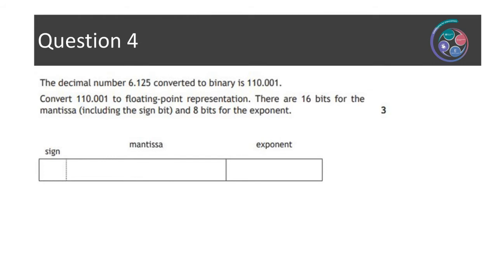And we've been given 16 bits for the mantissa, including the sign bit, and 8 bits for the exponent. This is a 3-mark question, and you'll want to spend a little bit of time recognizing which bit will be the mantissa, recognizing which bit will be the exponent, and also what you're going to use as the sign bit. So 3 to 4 minutes to complete this question. Pause the video now and give that a go.